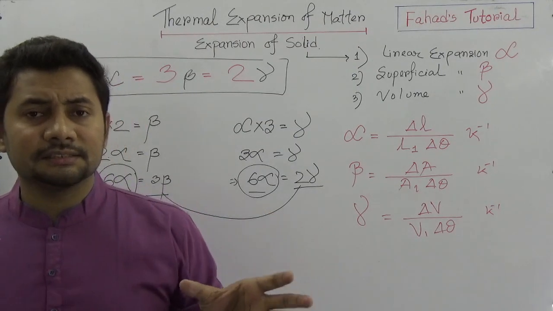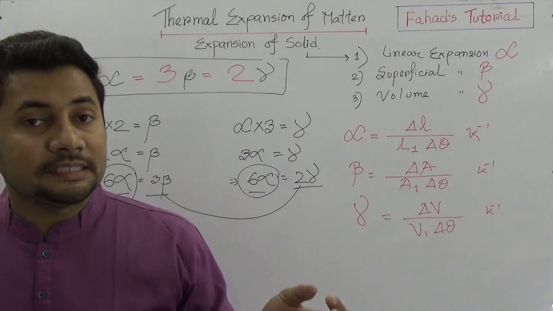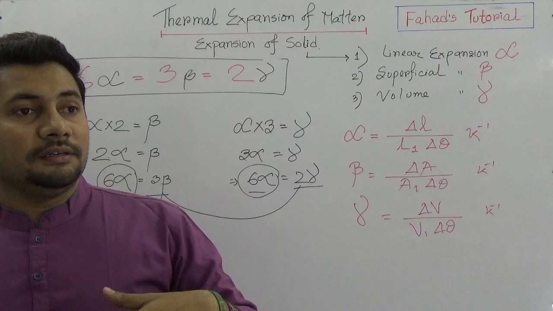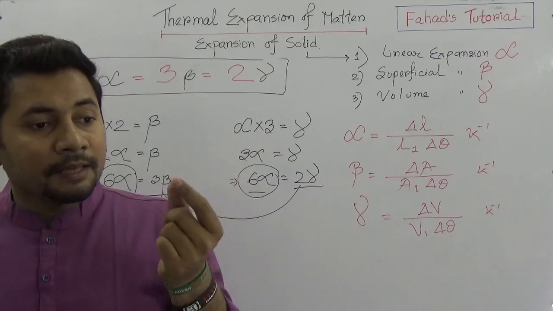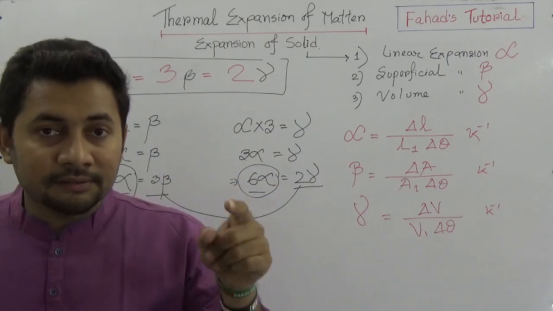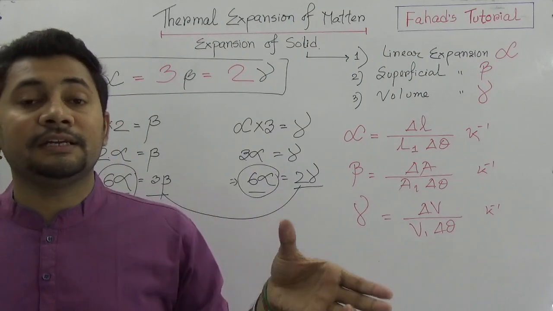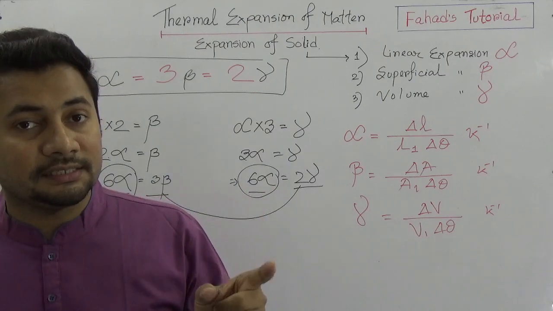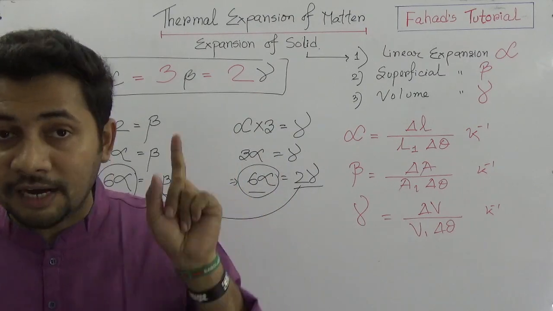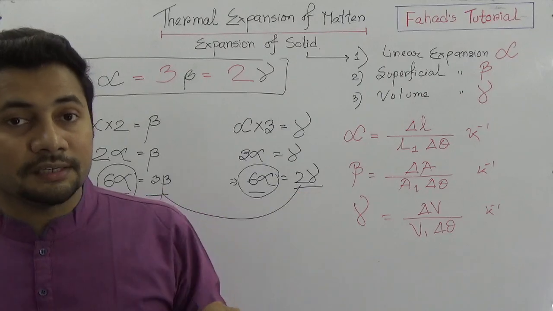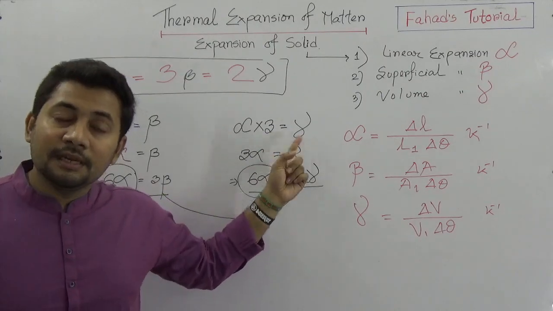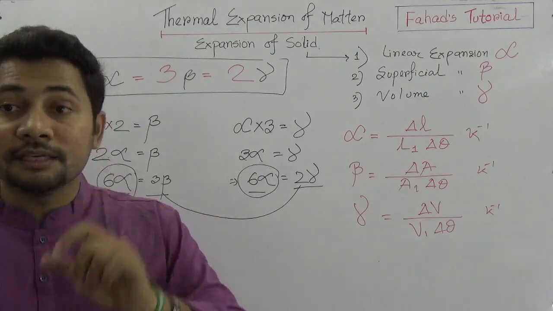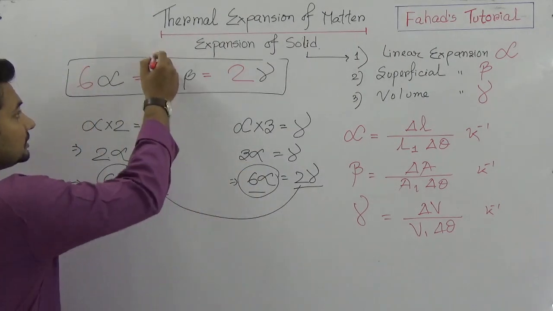Suppose in some questions length related data is given, but the question is to find out the coefficient of volume expansion. Then you will find out the value of alpha, but the question is to find out the value of gamma. Then what you'll do is, using those data you will first find the value of alpha, then multiplying by 3 you get gamma. Or if you got beta but you need to find out gamma, then what will be? So you need to use these equations.